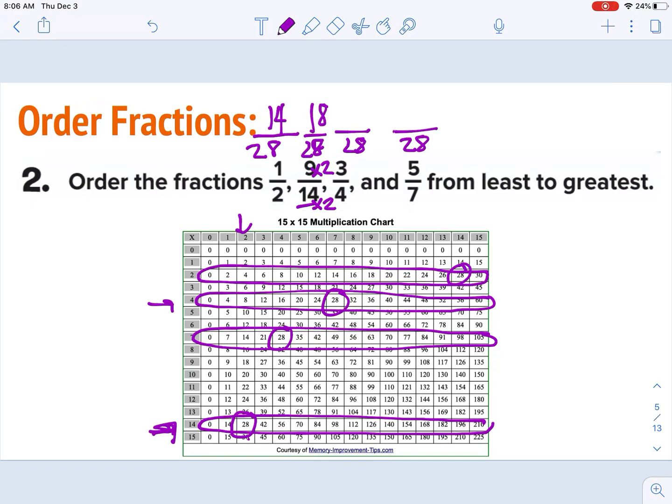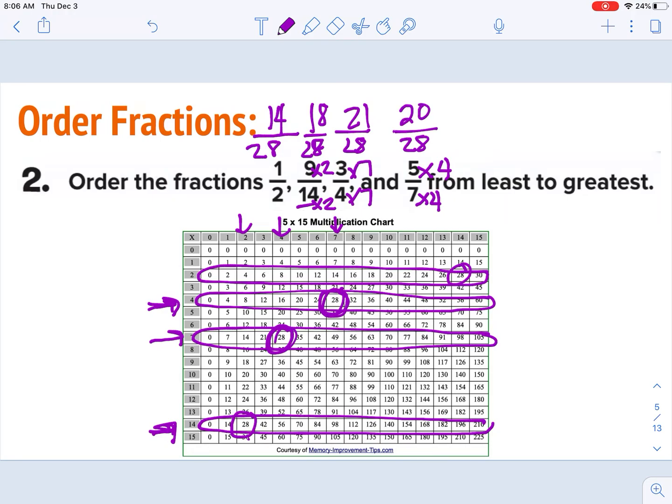Okay, now 4 times what makes 28? So I'm going to look at my 4's column, and here's my 28. And it goes with 7. So I need to multiply by 7. 3 times 7 is 21. And then the last one, I'm going to look at my 7 column. And I know to get to 28, it's a times 4. So I'm going to multiply by 4. And 5 times 4 is 20.